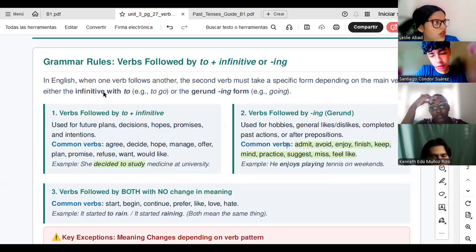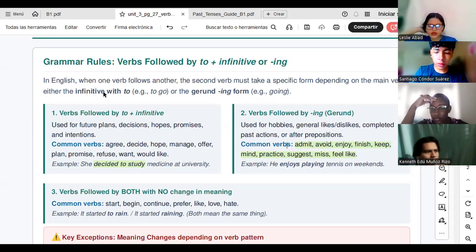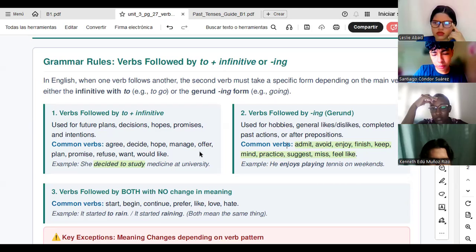I mean, how the topic works is easy. Two verbs together, and the first one decides if we use infinitive or gerund in the second. The difficult part is to know if we have to use infinitive or gerund, right? Esa es la parte difícil. El tema en sí es fácil. Lo difícil es memorizarse cuándo usar cuál.